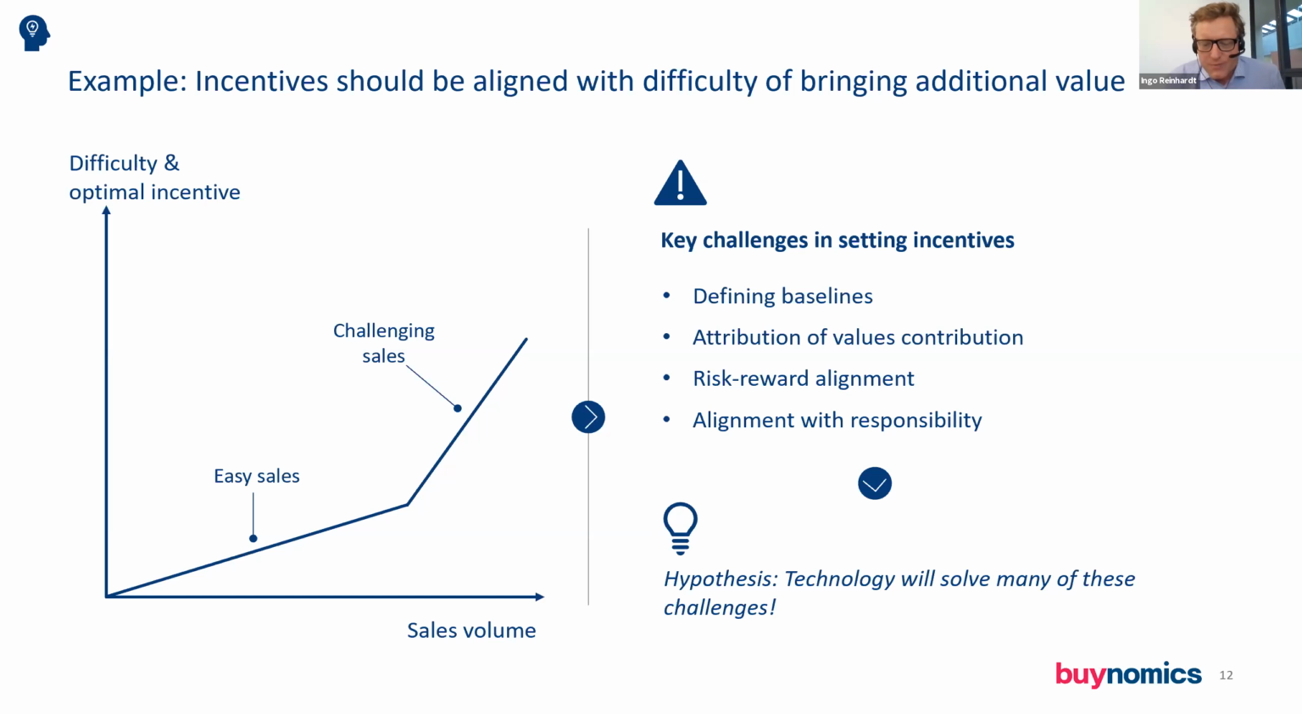Final point, alignment of responsibility. Of course, you can only incentivize someone for something that person has control over. So this is the final, I think, challenge here. And in summary, again, we think that technology can help here. I pointed out the point on defining the proper baseline, and also aligning responsibilities. That's something, as we saw before, where technology can help a lot. So we expect technology to help organizations to better steer and also be able to set better incentives for their sales team, and then as an organization benefit from that.